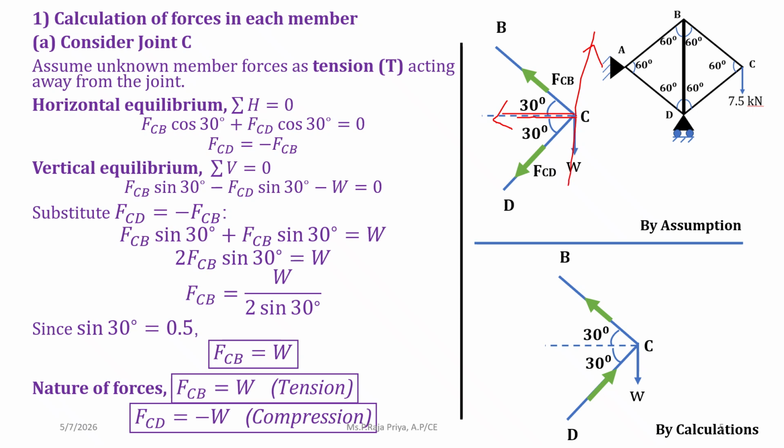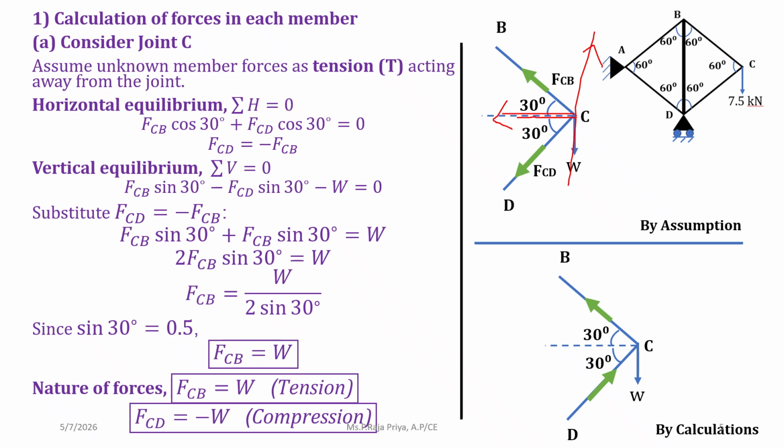Okay, so first one is summation H equal to 0. So we have two horizontal components. One is FCB cos 30 and another is FCD cos 30. Since both are in the same direction, we take the same sign for both, which is equal to 0. So FCD will be equal to minus FCB, if we take this to the other side.